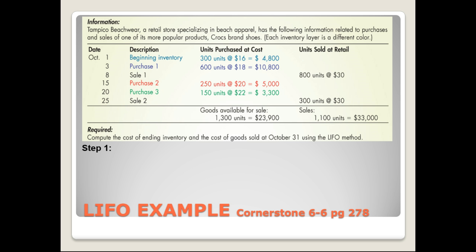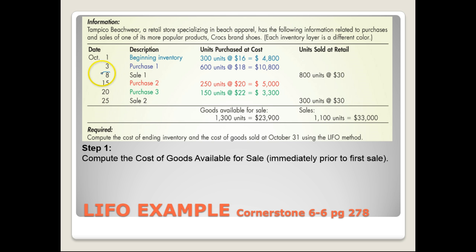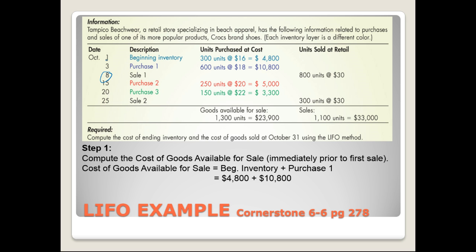So first, we said the first step in FIFO or LIFO is to figure out the cost of goods available for sale immediately prior to the first sale. The first sale is on October 8th. So what's the cost of goods available for sale? Well, if we follow our normal method, we'll discover that it's exactly the same amount as it was when we did the FIFO example, because so far, until there's a sale, there's no difference between LIFO and FIFO. They only start getting different in the way we account for cost of goods sold.